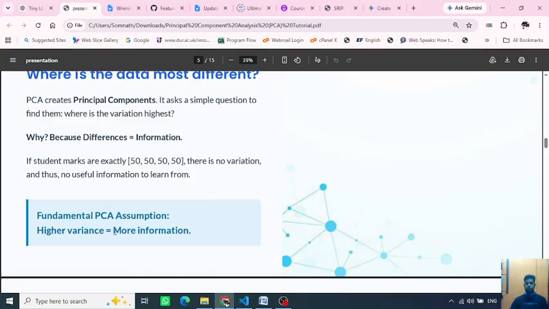So the fundamental PCA assumption is that higher variance equals more information. Higher variance means variation in the data. But in this example, there is no variation. All are around the same, all are the same value.